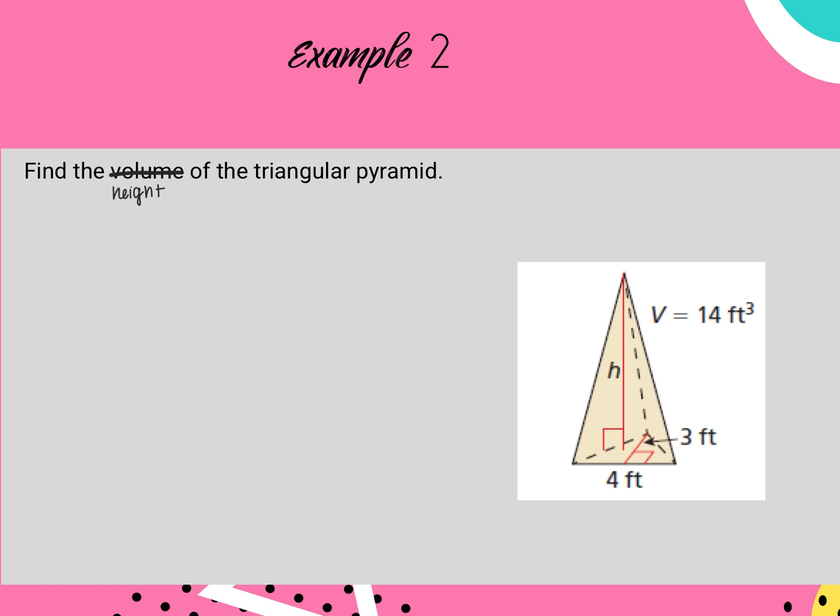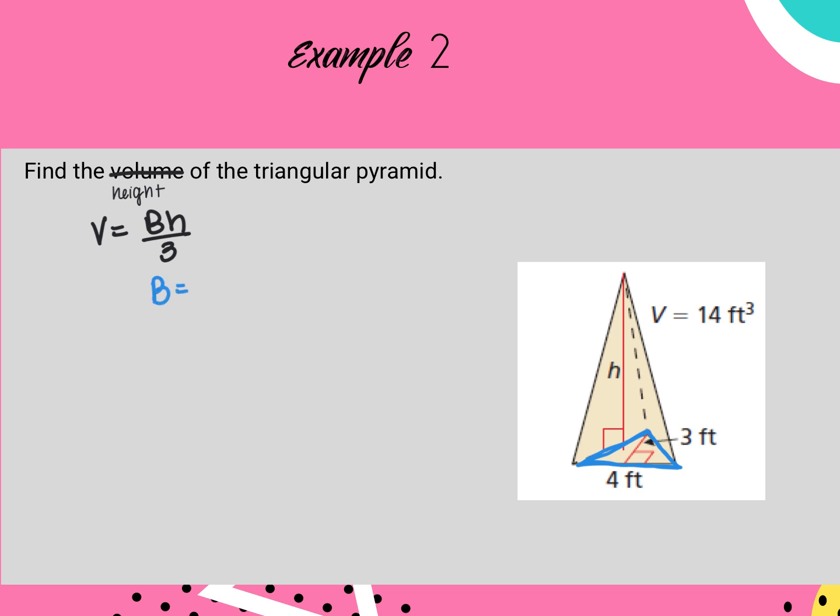So first thing I have to know, looking at this shape, what kind of shape is this? Who could tell me? A triangle. Okay, a triangular pyramid. So my base is a triangle. So I'm still using the formula volume equals the area of my base times my height divided by 3. How do I find the area of my base of a triangle?